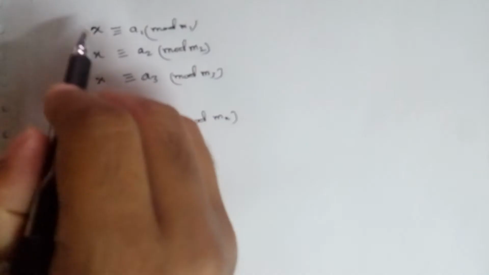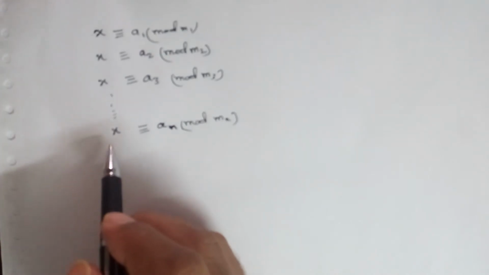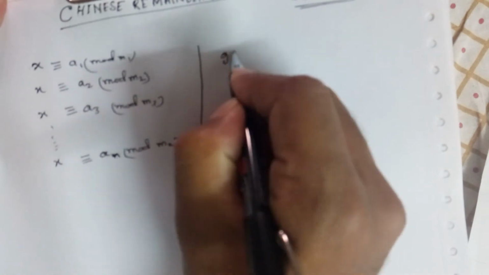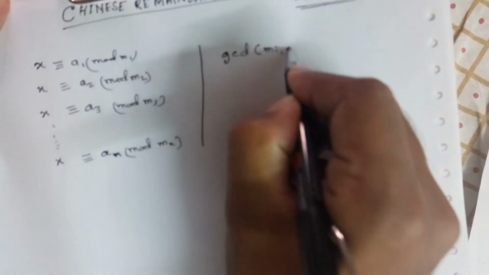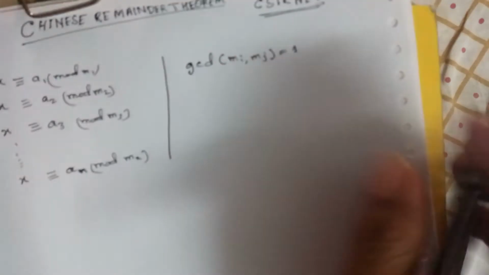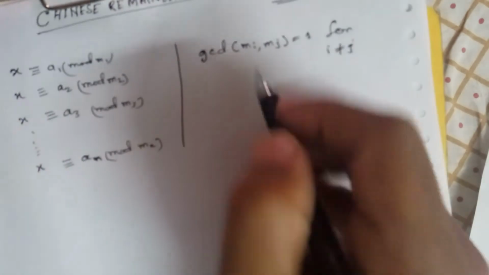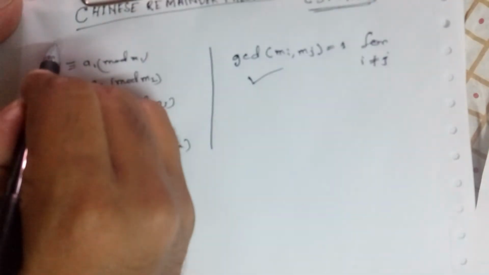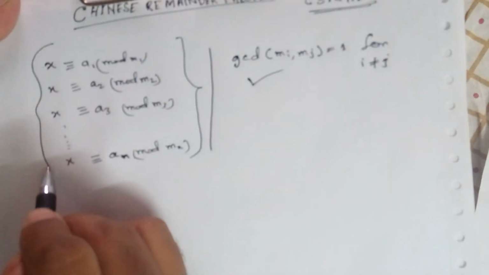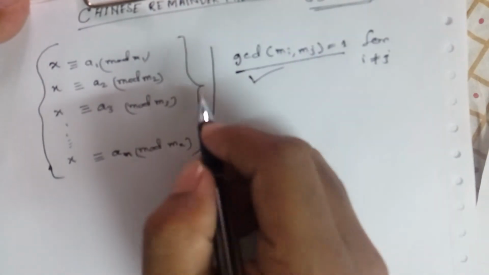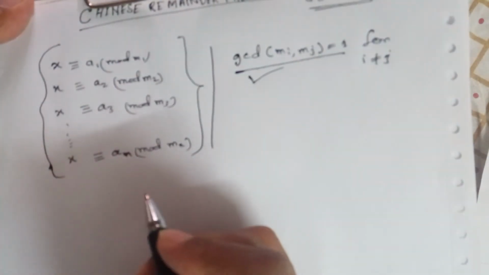Before solving this problem, first we check the coefficient of x, here 1, 1, for every congruence. We see that the coefficient of x is 1, and here one most important point: the GCD of mi, mj is equal to 1 for i not equal to j. If this condition is not satisfied, then we cannot say the congruences have a unique solution. But if this condition is satisfied, we guarantee that the system of congruences has a unique solution.